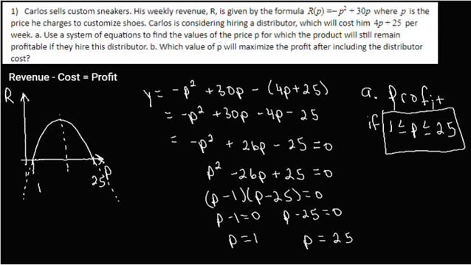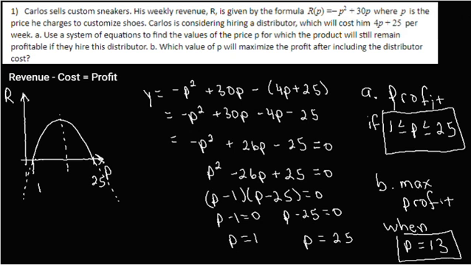And so for part B, we have a maximum profit when P equals 13. And we're not given units here, so we can't automatically say P equals $13. That makes sense, but since we're not given the units, we just want to say max profit when our P equals 13.